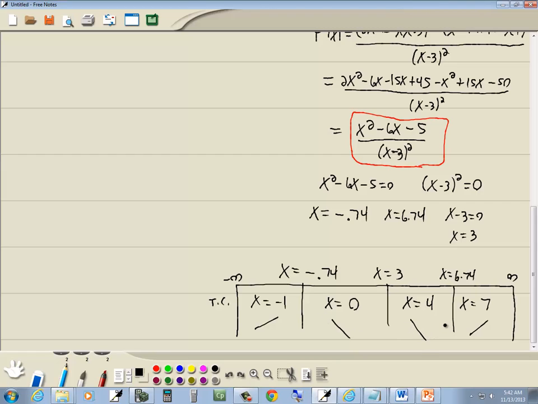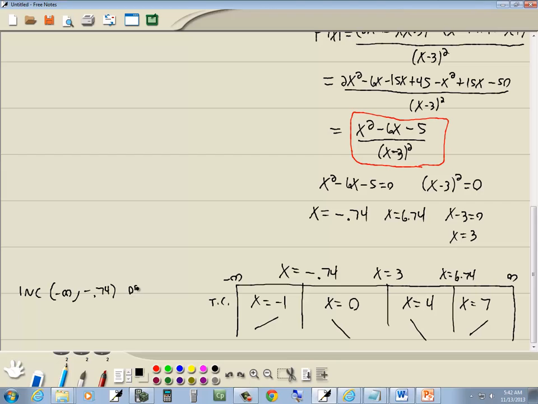It's interesting. Let me double check that. 16, yeah, negative, and then 49 minus 42 is 7 minus 7. Yeah, that's correct. Okay, so it's increasing from negative infinity to negative 0.74.